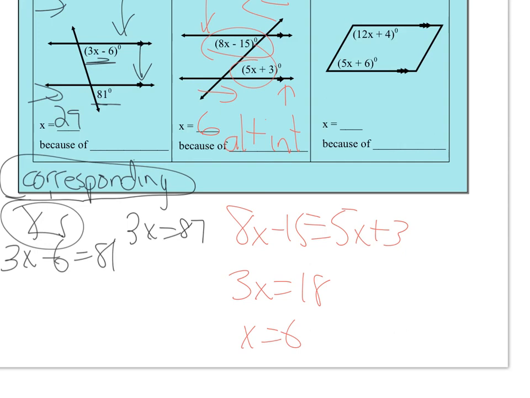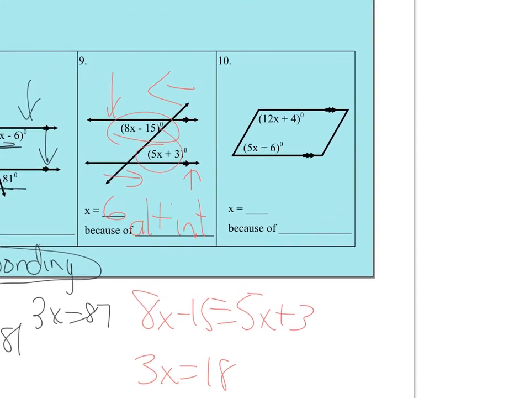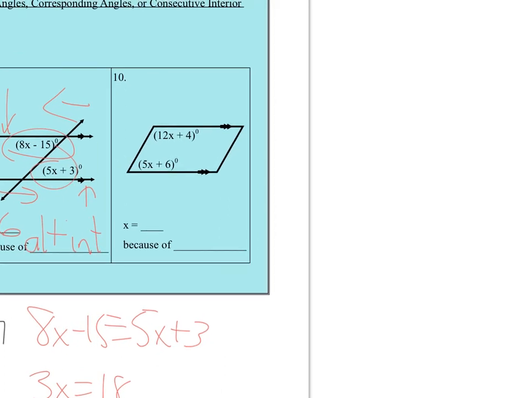So last kind of situation here. Move it over to give us some room. So these lines are parallel. Let me change colors here. So these lines are parallel. This kind of acts like your transversal right here. So if you look, they're on the same side, they're both inside. So that's going to be consecutive interior.